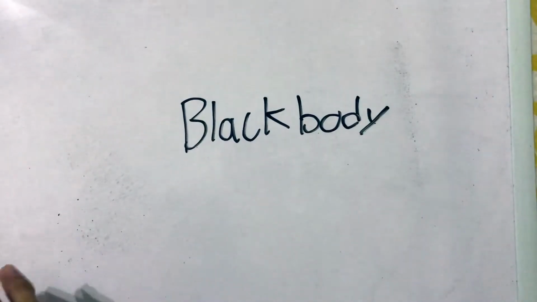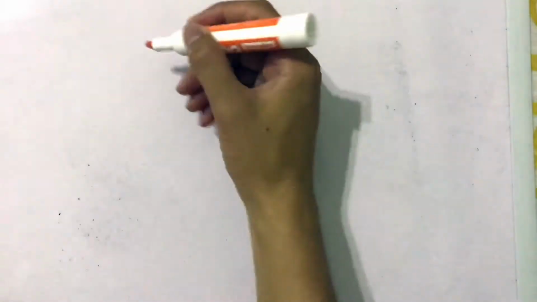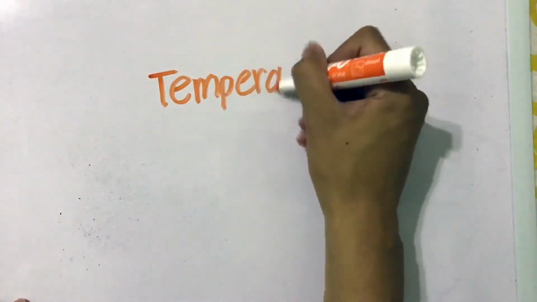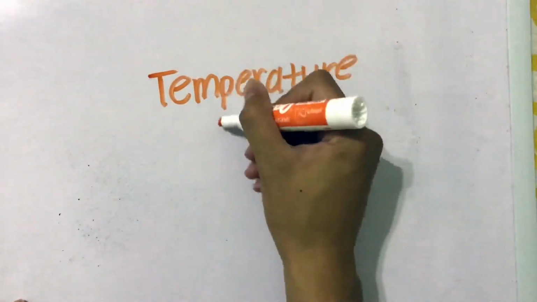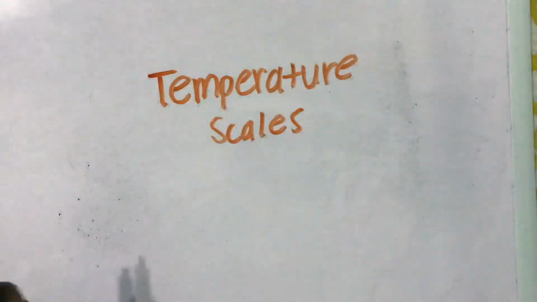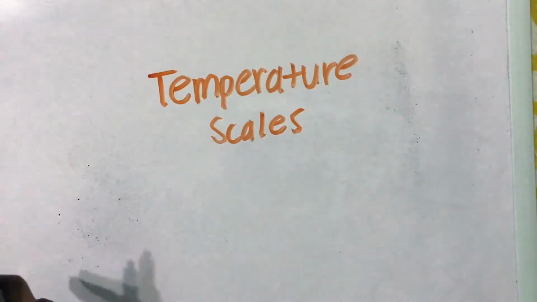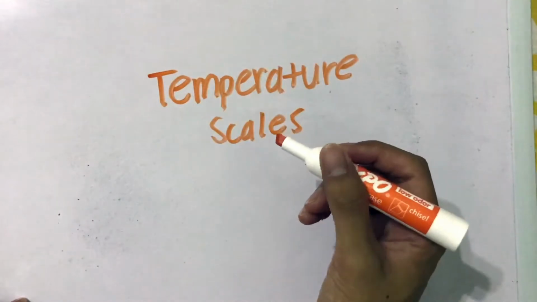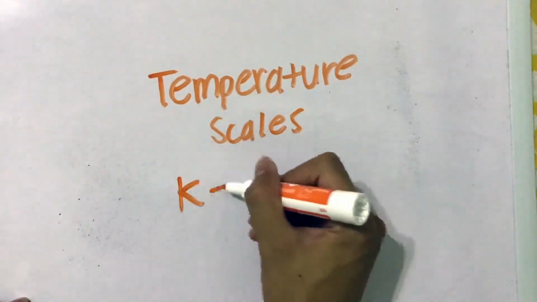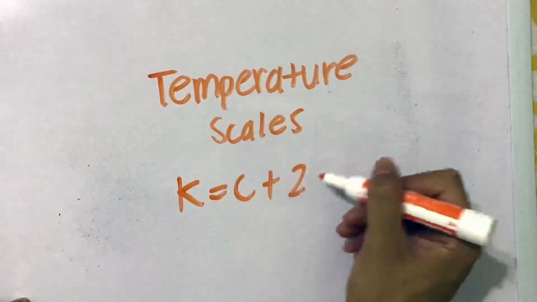So last but not least, we're going to move on to temperature scales. In this section, we're going to cover the conversions of Celsius to Fahrenheit and Celsius to Kelvin. So how do we convert Celsius to Kelvin? What's the equation for that? It's actually K equals C plus 273.